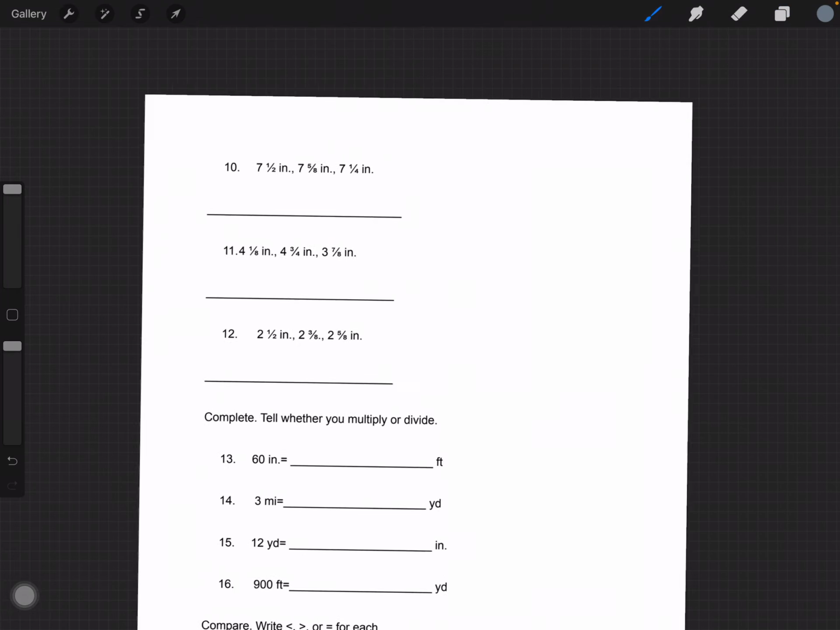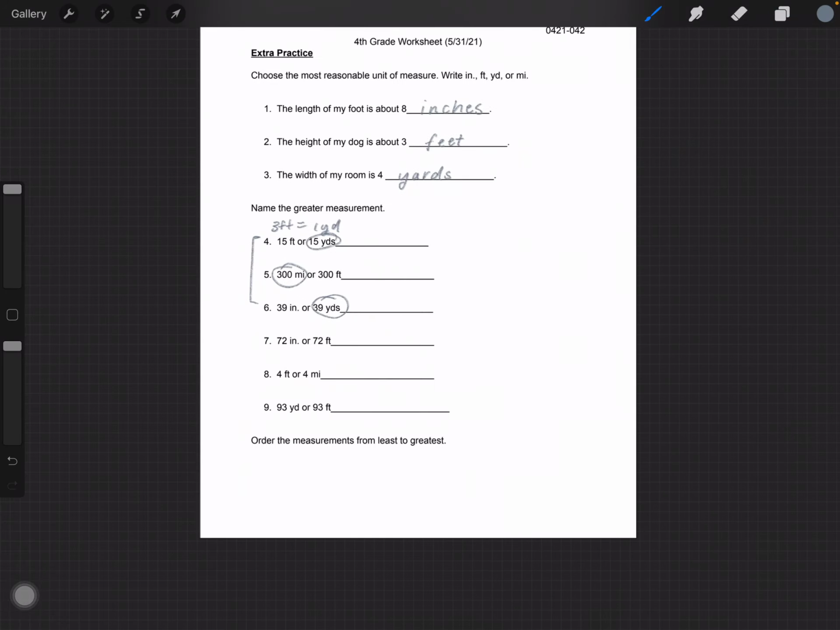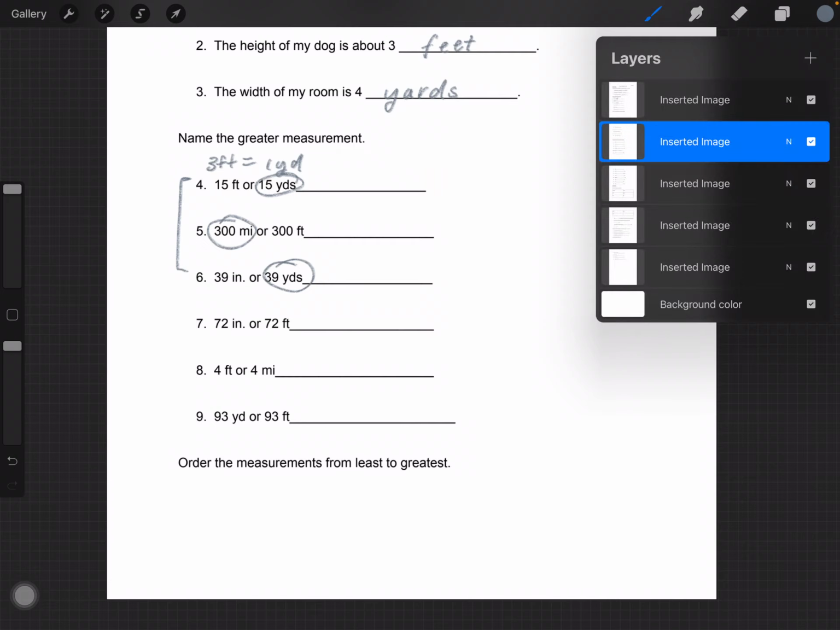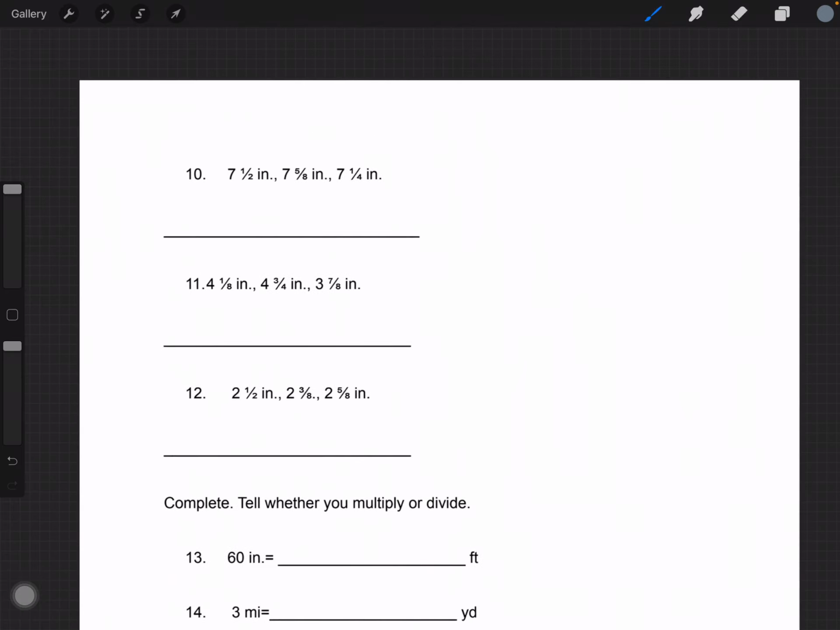Next, we have, this was part of this bottom part. So it says order the measurements from least to greatest. And then when we go here, these are the measurements. Let's just do one of them. So 7 1/2 inch, 7 5/8 inch, and 7 1/4 inch. Now, they're all in inches, so we don't need to do any converting. So we just have to compare the number of inches.